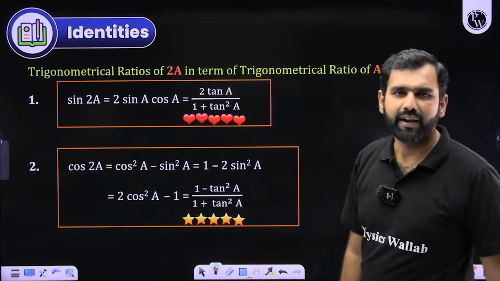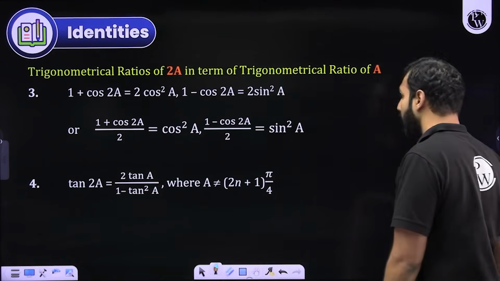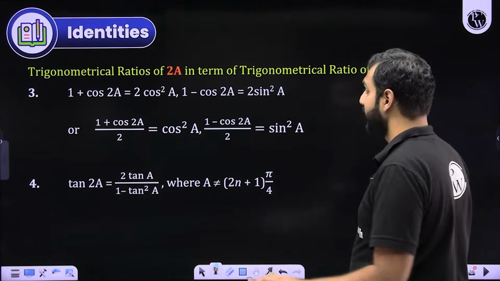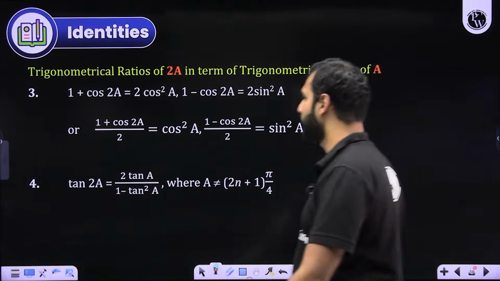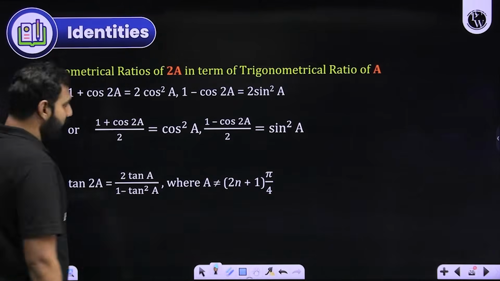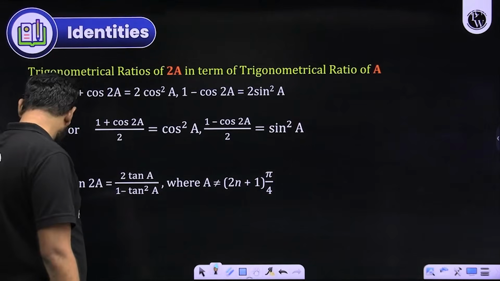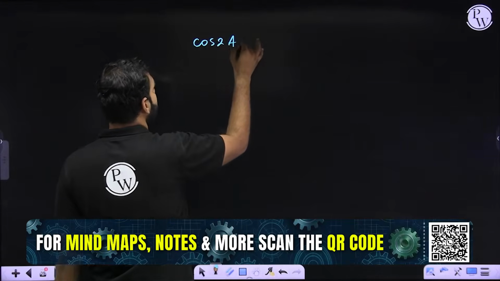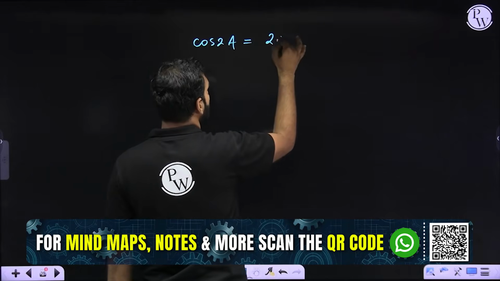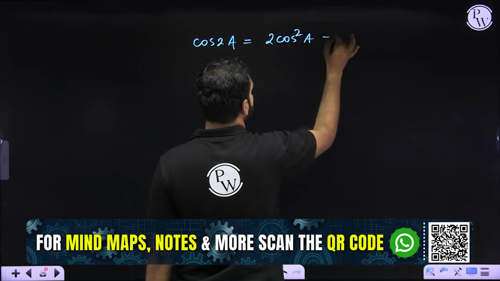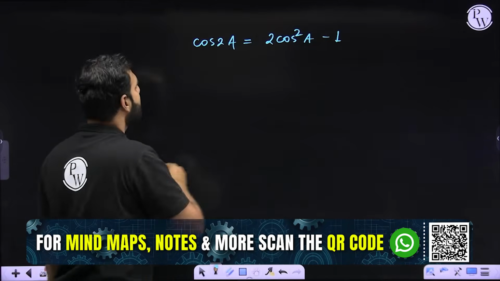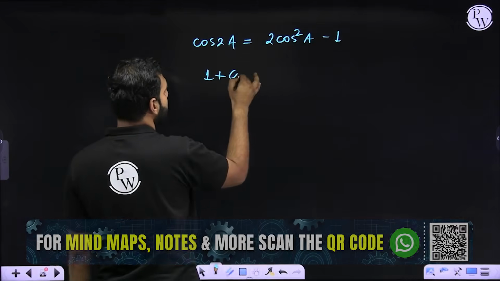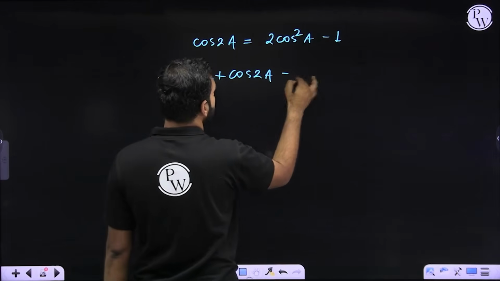Now, moving ahead towards the next set of identities, the conversion formula. Now look at this particular part. If I have this result that we had discussed, cos 2 theta was what? It was 2 cos square theta minus 1. So if I take this minus 1 to the other side, what will I have? I'll have 1 plus cos 2a as 2 cos square a.